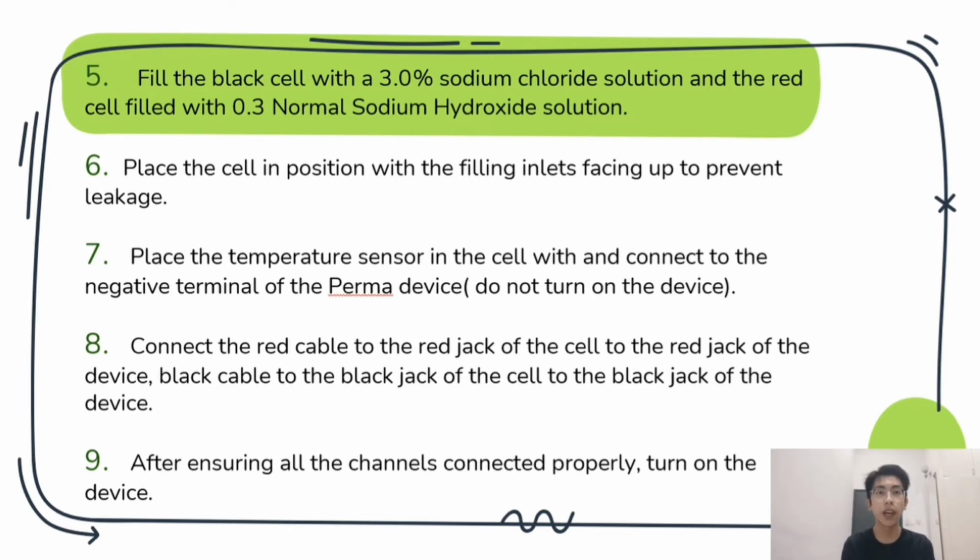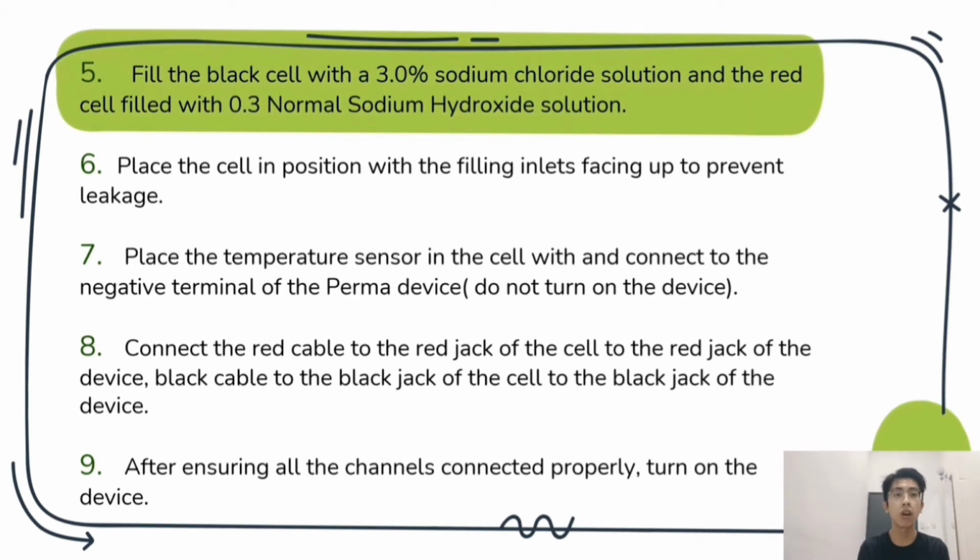Next, connect the red cable from the red jack of the cell to the red jack of the device, and the black cable from the black jack of the cell to the black jack of the device. And last, after ensuring all connections are connected properly, we turn on the device and the reading is recorded. And that's all from me.